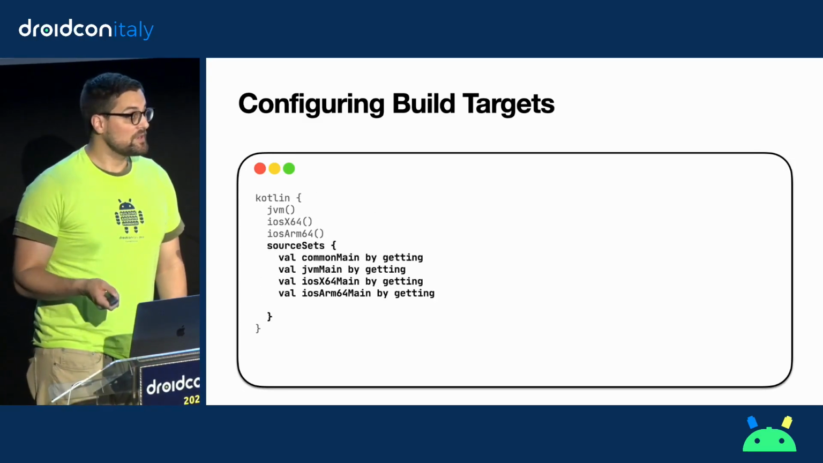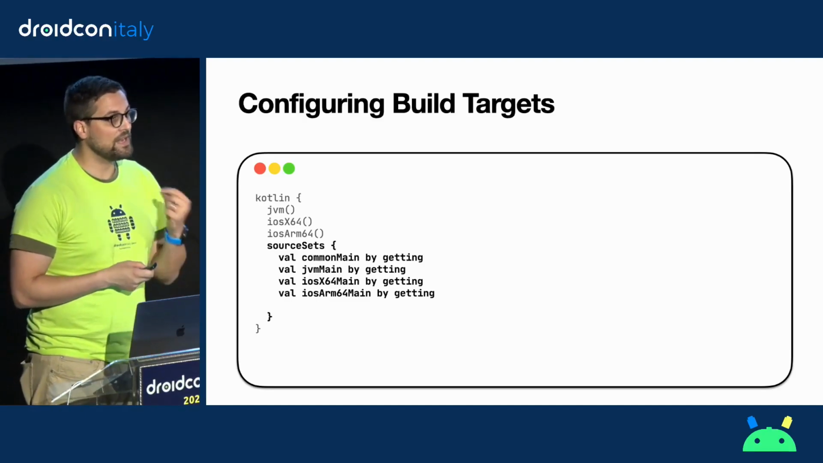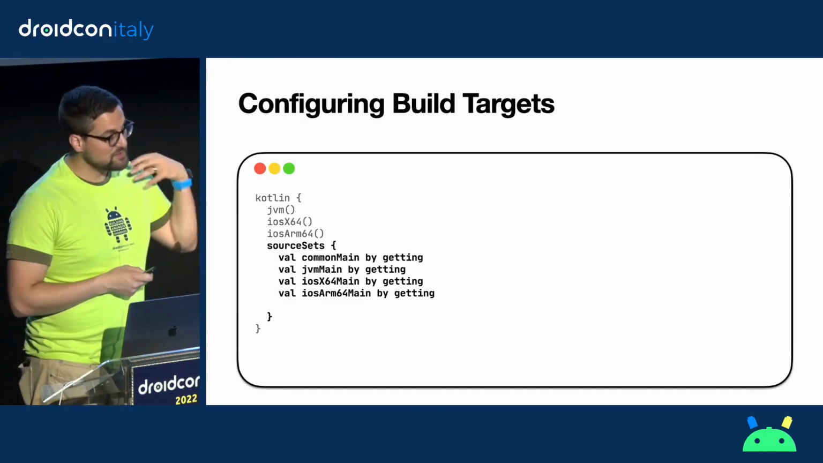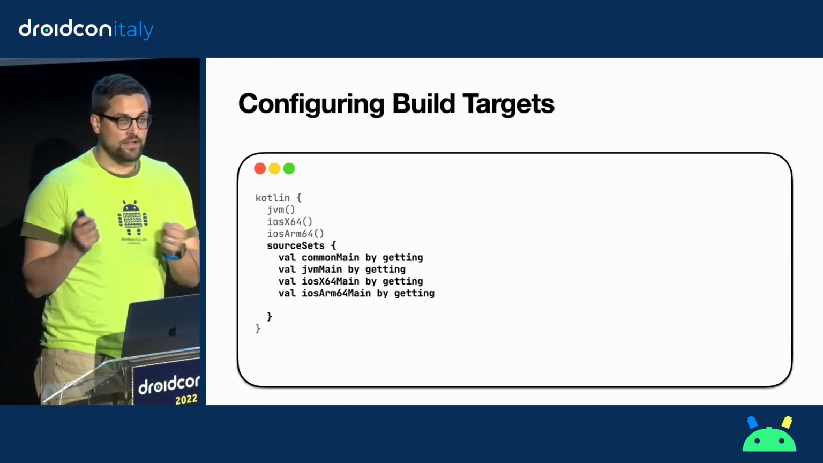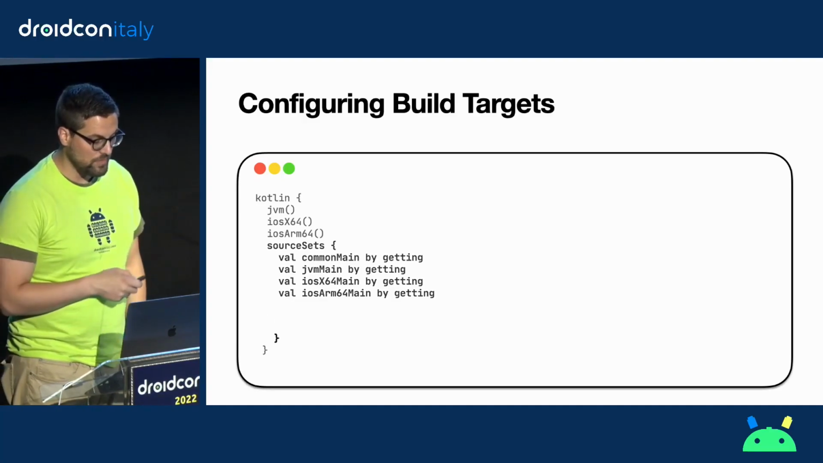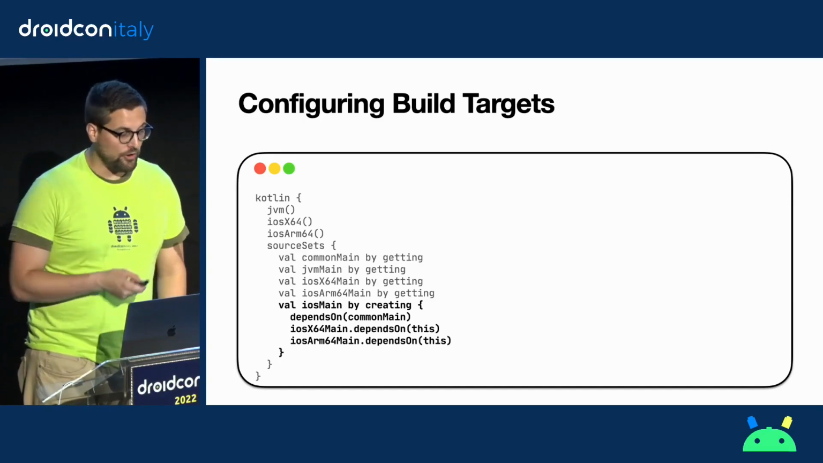Then we need to define the source sets for each of those. If we need to customize code for a given platform, then we need to declare a source set for that, and that becomes the place where we could put that code. So in this case, we could have common main, or we could put individual code for the JVM or the various iOS targets.